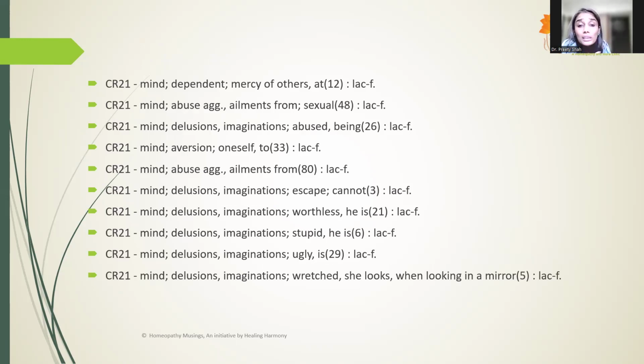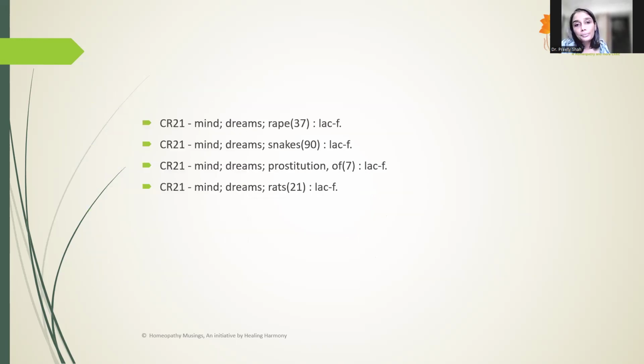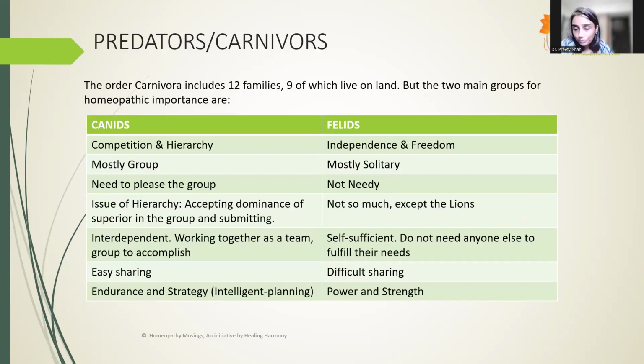Delusion that they are worthless, they are stupid, they are ugly, they are wretched. When they look at the mirror, they feel I'm not good enough. This is a very strong mammal theme. A lot of mammals, if you see delusion, dirty he is, you will see Lac can also. So this is a very characteristic mammal theme. However, that I'm not looking good enough, I'm stupid, I'm worthless, and I cannot escape this position in which I have put myself is very, very strong in the Lac felinum. And then dreams of rape, snakes, prostitution, rats, etc.